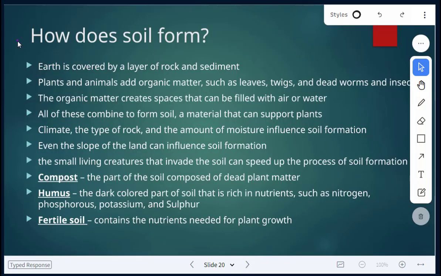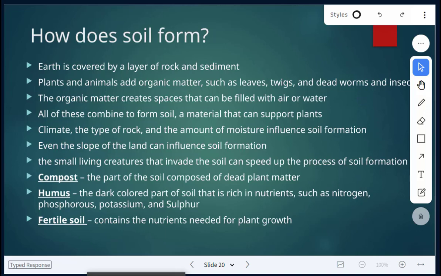So how does soil form? So Earth is covered by a layer of rock and sediment. Plants and animals will add organic matter. So organic matter consists of things like leaves, twigs, dead worms and insects and organisms. All right, so that organic matter will then create spaces that can be filled with air or water. And all of that will combine to form soil. It's a material that can support plants.